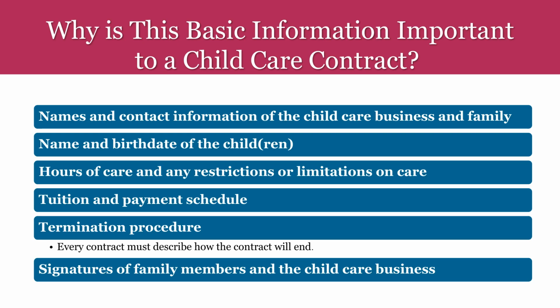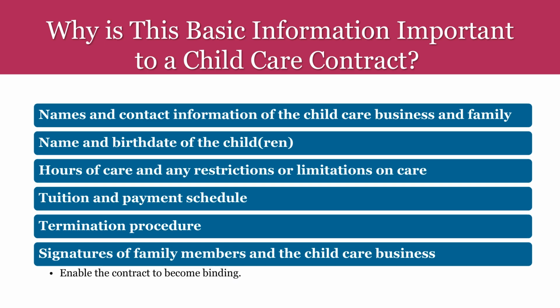Every contract must describe how the contract will end. The contract should explicitly state how the family should end the contract and describe how you will end the contract. Include language that you may end the contract at will, which allows you the flexibility to terminate the contract if you need to do so.